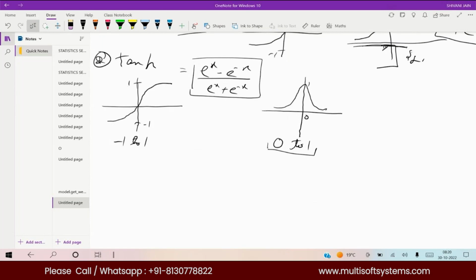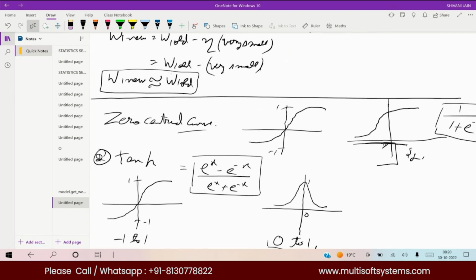And the second disadvantage of this is, if you see this equation, this is too complex, no? e raised to power x plus e raised to power minus x, then e raised to power x, then again e raised to power minus x. Time complexity equation. It will take too much time to do all the calculations.